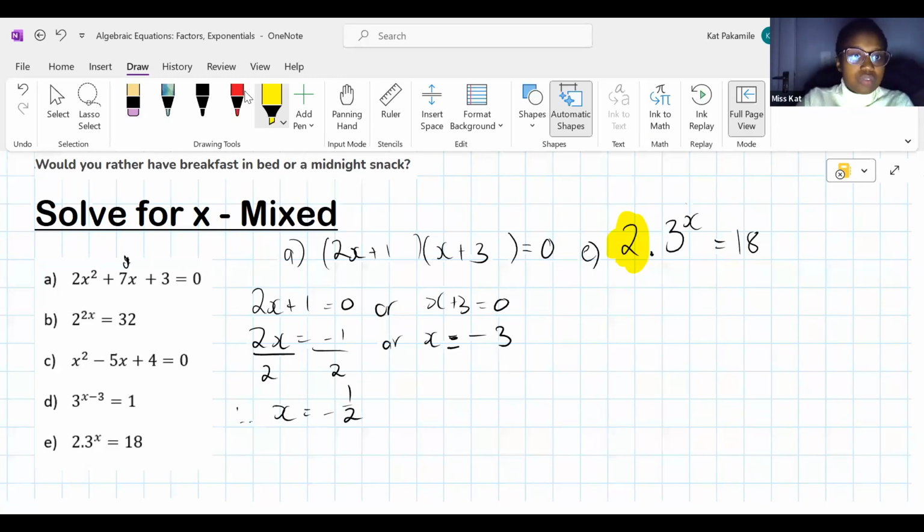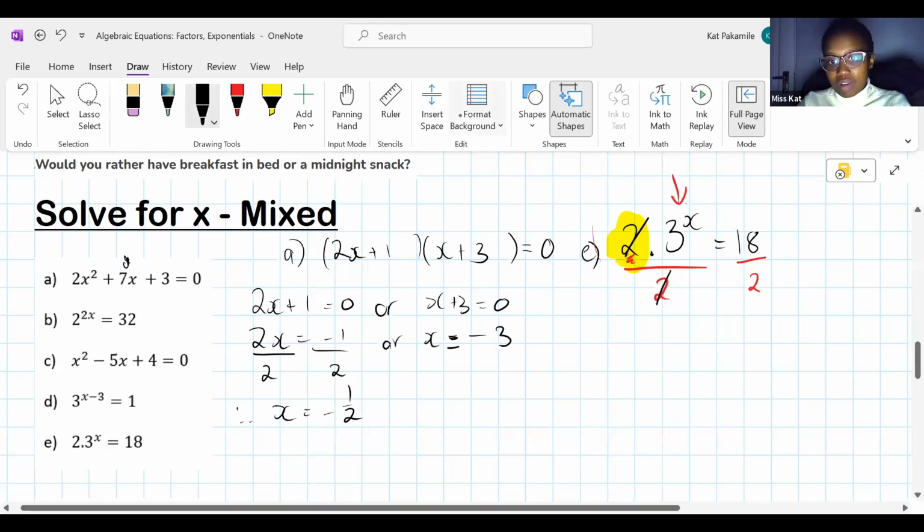We divide, guys. The inverse operation of multiplication is division. Remember, you have to get this x on its own. So you get rid of everything around it. And this 2 is a problem, right? So if you divide by 2 on both sides, this 2 and this 2 are going to divide away. So you're going to have 3 to the power of x is equal to 9.